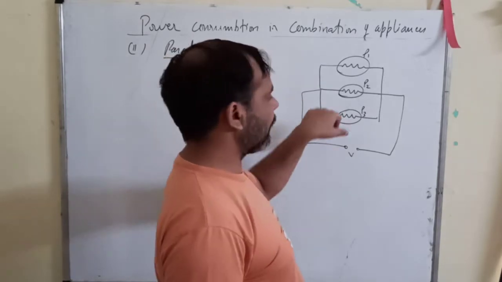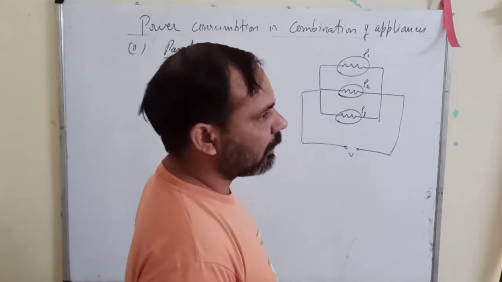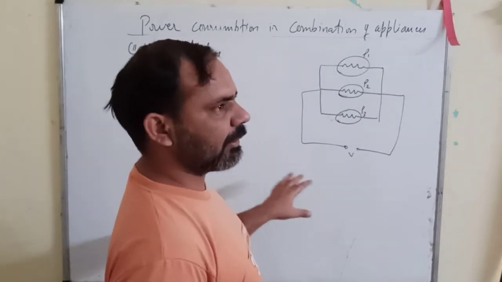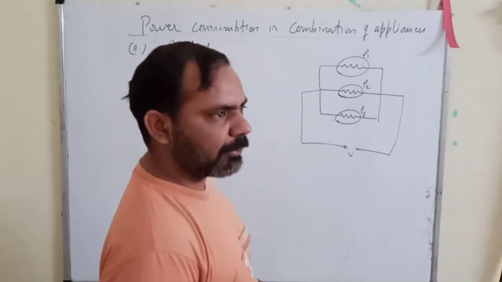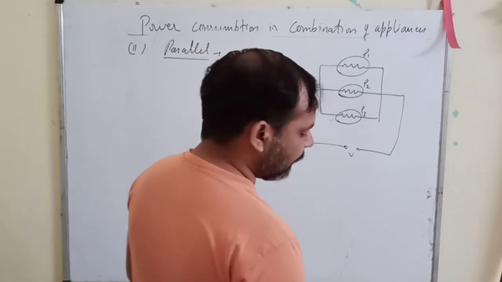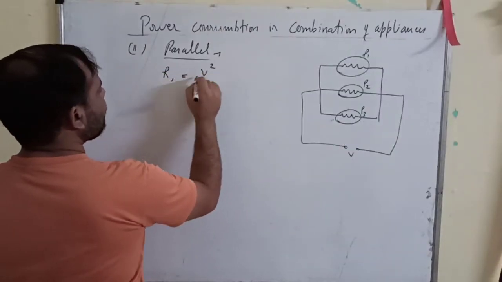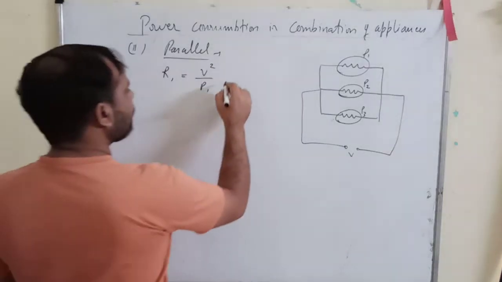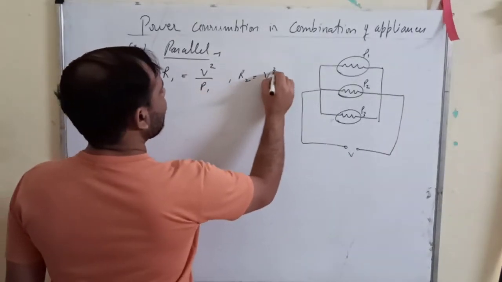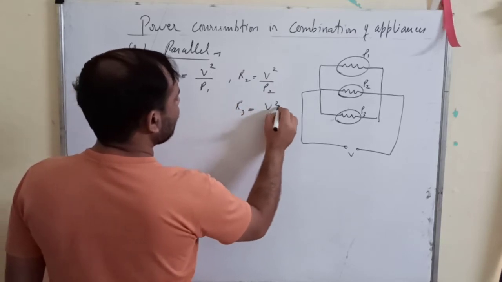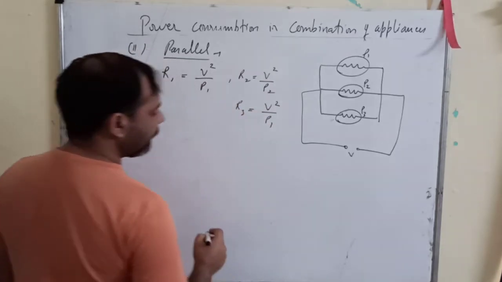Okay, so again we have three appliances with power ratings P1, P2, P3, and they are designed in such a way that they are supposed to work on the same voltage marking. Then R1 will be equal to V square upon P1, R2 will be equal to V square upon P2, and R3 will be equal to V square upon P3.